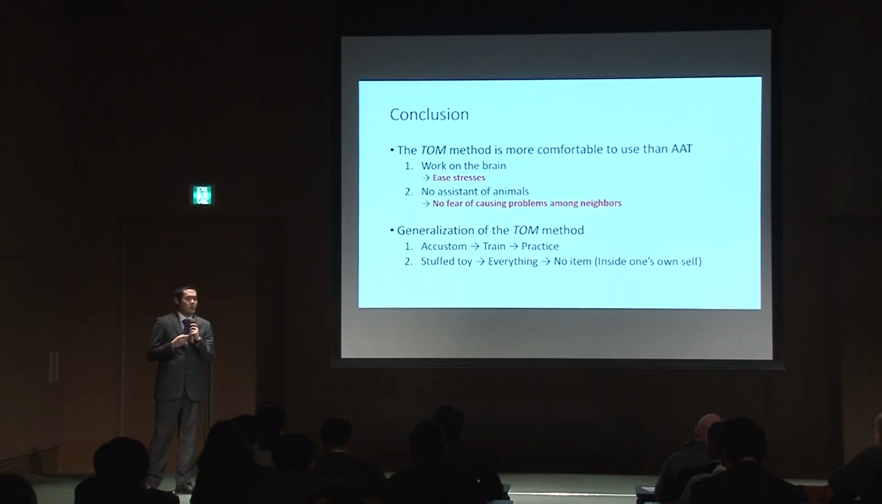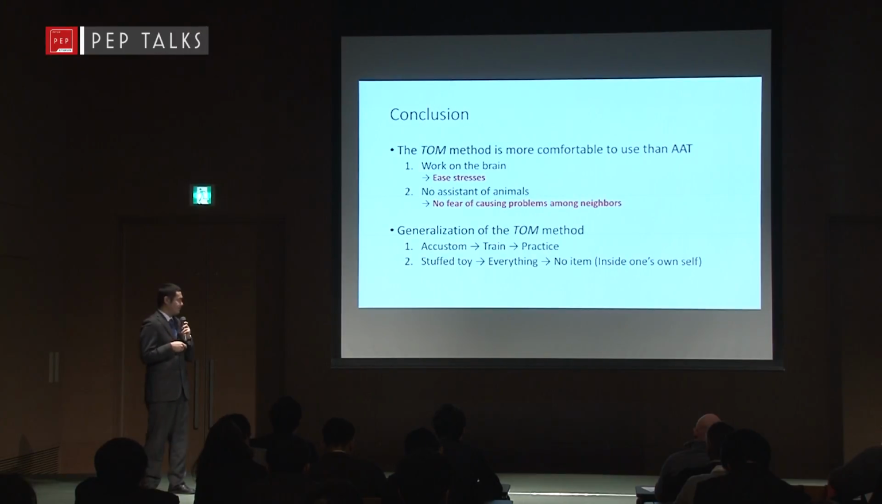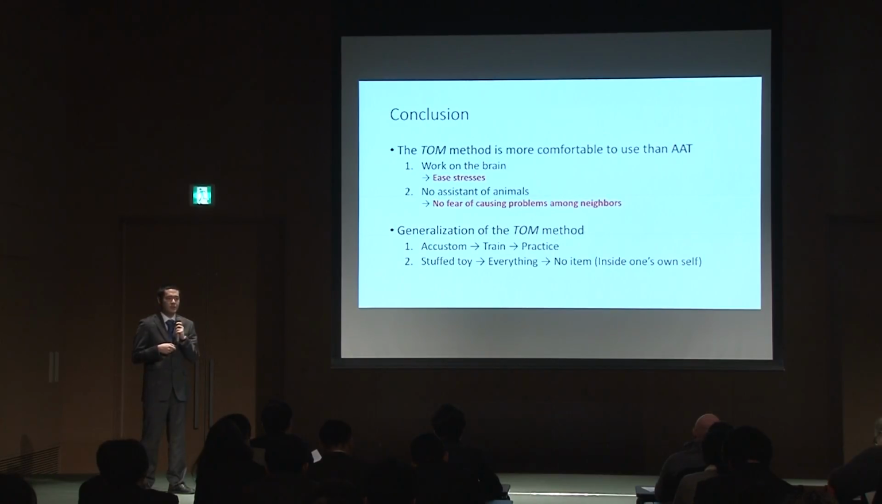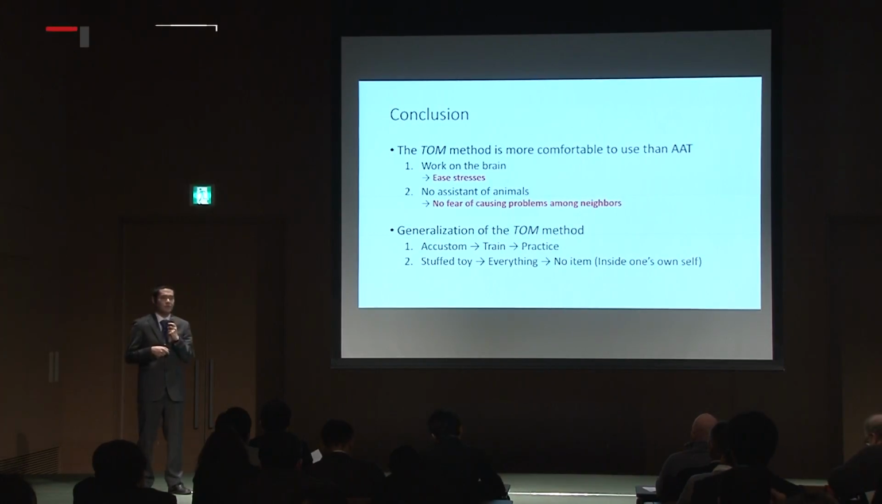In conclusion, the Tom method is more comfortable to use than AAT from two standpoints, its effect on the brain and the assistance of animals. And the procedure of generalization is to become accustomed, to train, and to practice. Then people use a stuffed toy, everything around us, and no item, making two roles inside one's own self in order.